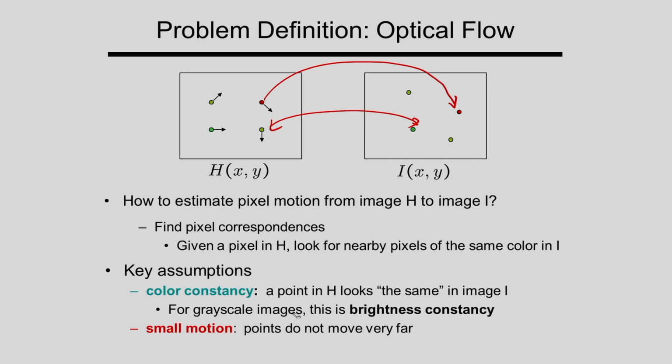For this I can consider some assumptions, like the color property, or maybe the brightness property we can consider for the grayscale image, and also the small motion assumption we have to consider. Points do not move very far. So I have to find the correspondence between the pixels of the images. The actual concept of the optical flow I will be explaining in the next slide.